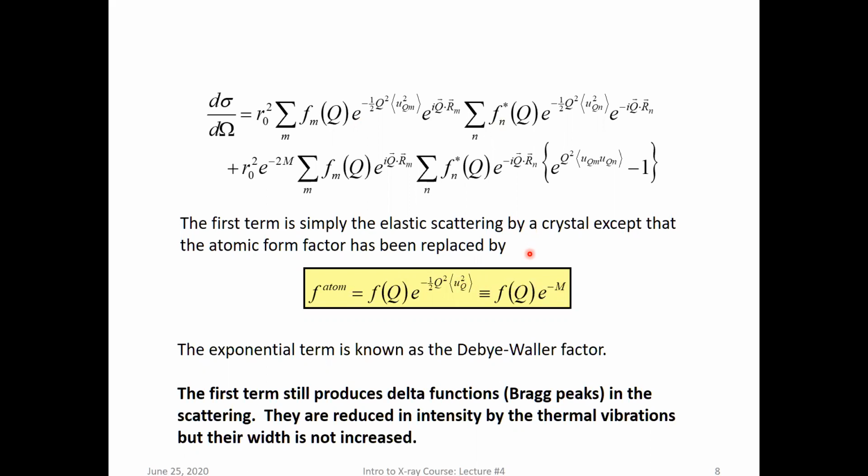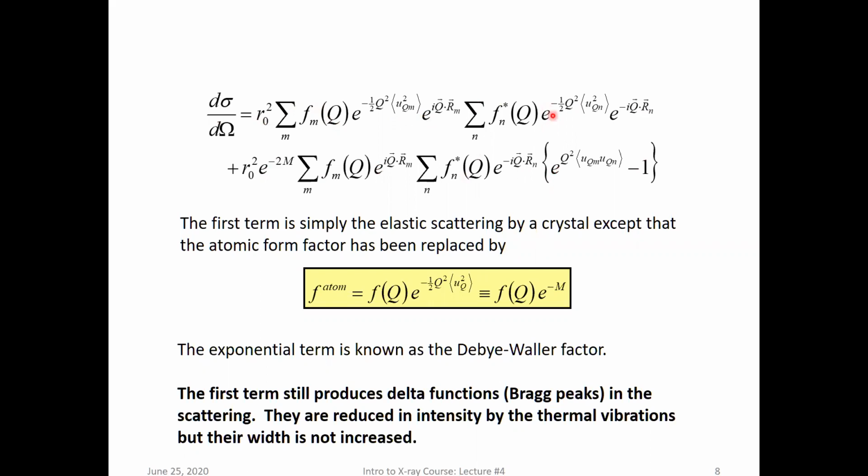Okay, that's all that's going on here. You're decreasing the amplitude of the delta functions. You are not broadening them. Okay, and that's a consistent idea. It's going to show up in other contexts. Later on, when we look at this term down below, that will give us the diffuse scattering.